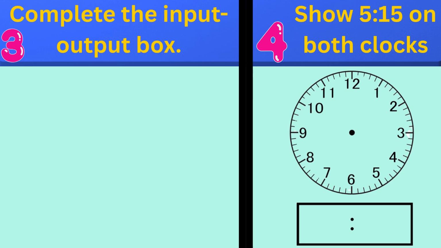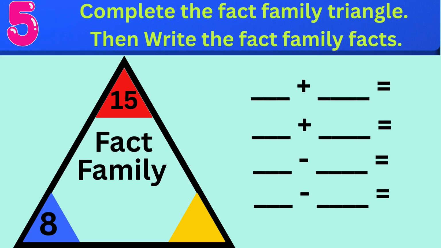Number 3, complete the input-output box. Rule 3, you see on the chart below the number 2, so this lets you know that 3 times 2 equals 6. Now complete the rest of the input-output box. Number 4, show 5:15 on both types of clocks. Number 5, complete the fact family triangle and then complete the fact family facts. Shown on the triangle are the numbers 15 and 8 to help you get started.